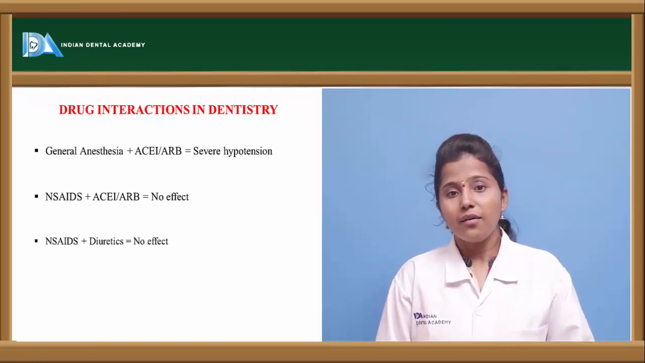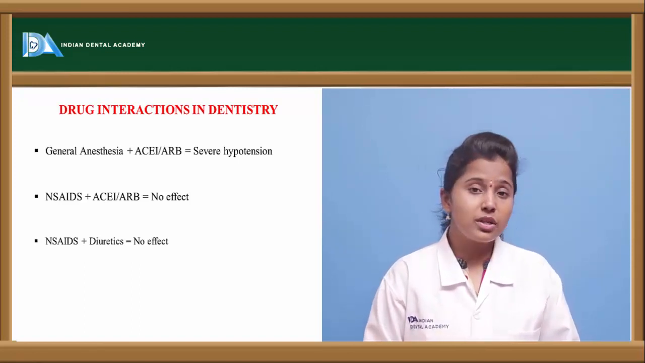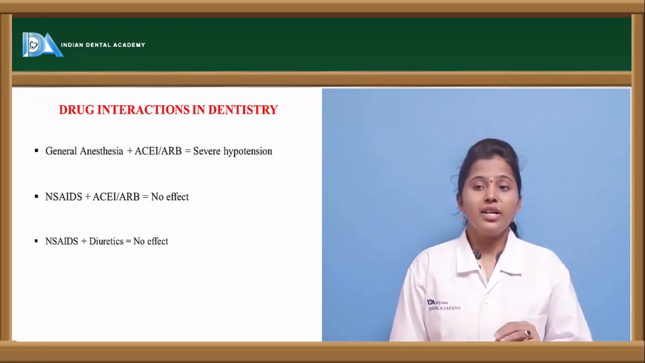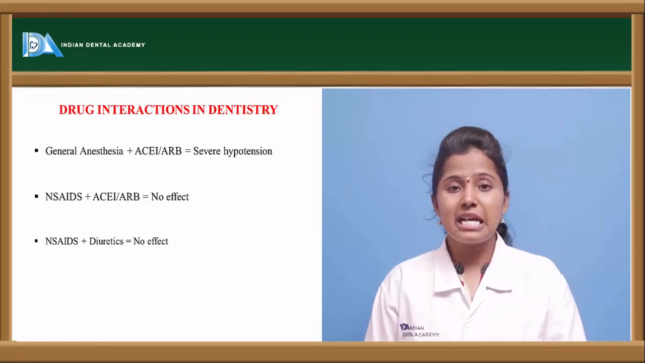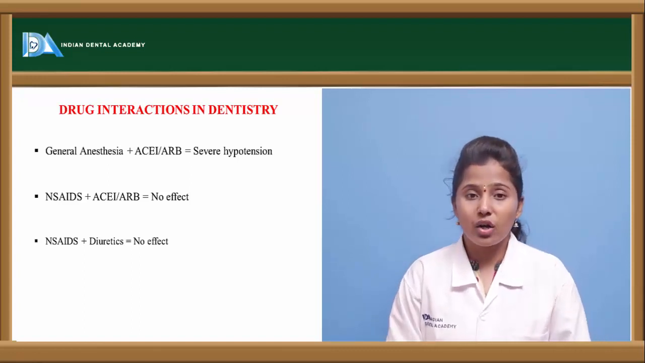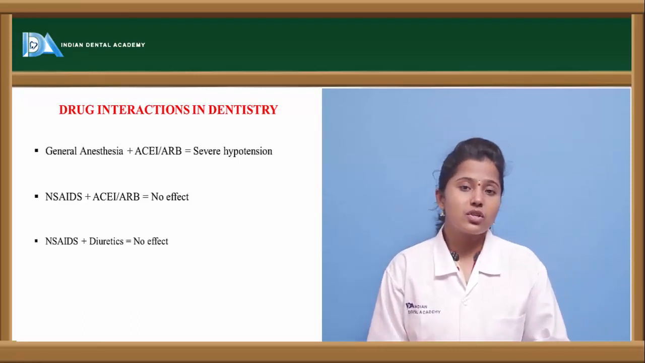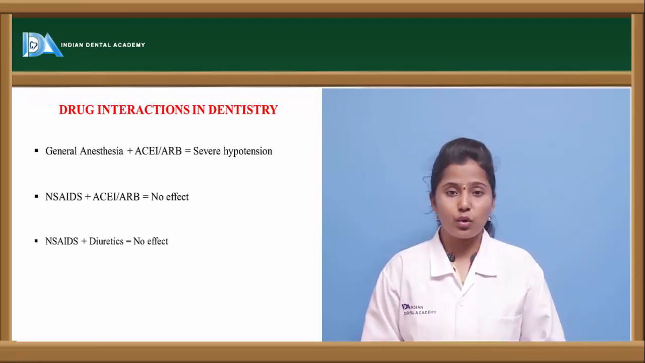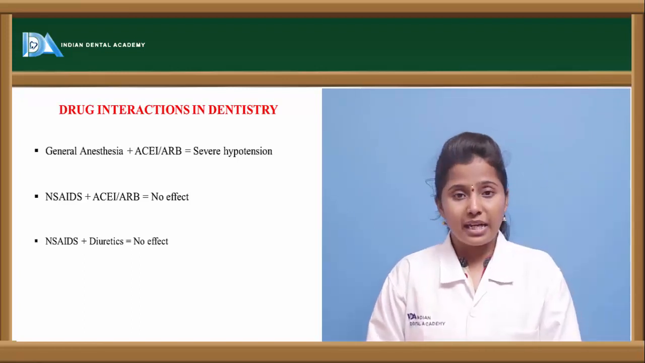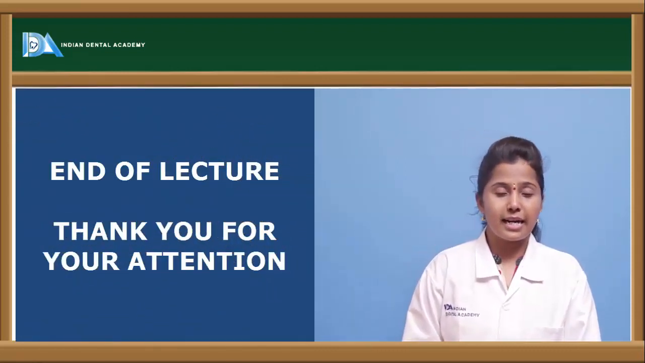The other combinations or contraindications are with general anesthesia. When general anesthesia is given along with angiotensin converting enzyme inhibitors or angiotensin receptor blockers, that causes severe hypotension. And when NSAIDs are combined with ACE inhibitors or angiotensin receptor blockers, the effect will be nullified. And when NSAIDs are combined with diuretics also, the effect will be nullified. So these are a few of the implications or drug interactions of antihypertensive drugs in dental conditions. This is about antihypertensive drugs.